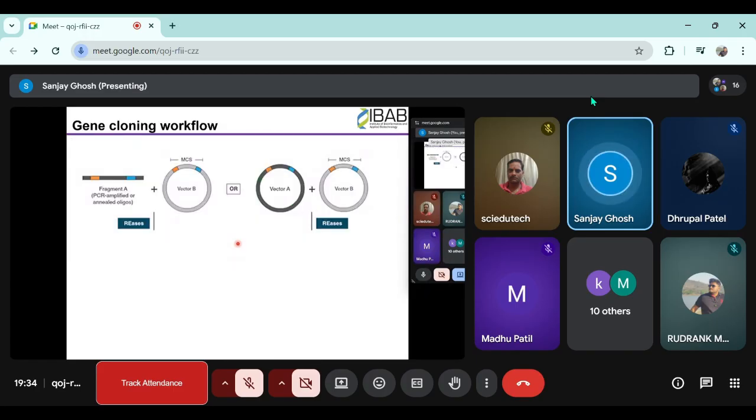So now, not only can you clone a genomic fragment, but actually you can clone a PCR fragment also, right?